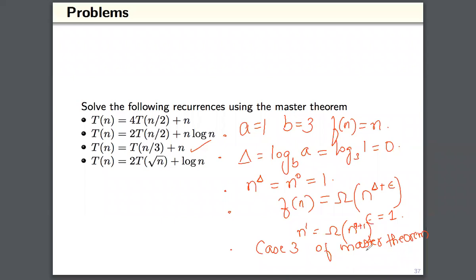So if it satisfies case 3 of master theorem, what will be the final complexity? N? Is it n? It's theta of f of n, right? It's theta of f of n in case 3. F of n dominates. If f of n dominates, then it's theta of f of n in case 3, right?